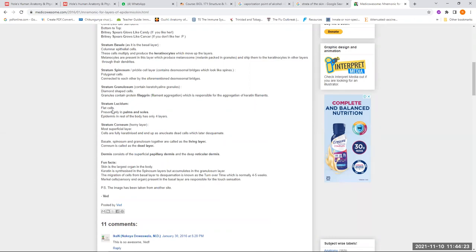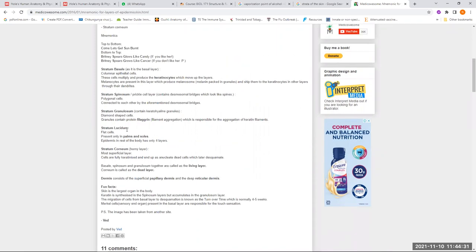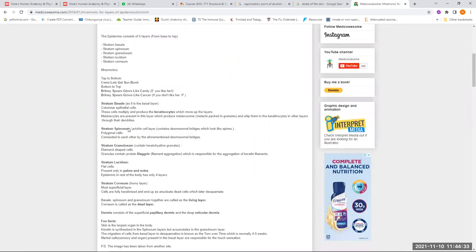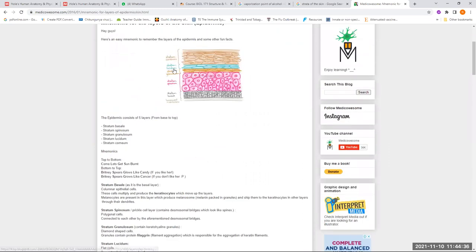The lucidum, they're flat and clear. They're present only in the palms and the soles of your feet. And the corneum, that is the horny, the hard layer on the outside, the most superficial. For the purpose of this class, you're just expected to know the layers, not specifically the composition of them, all right? So come, let's get sunburnt.